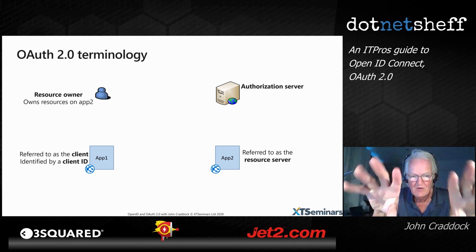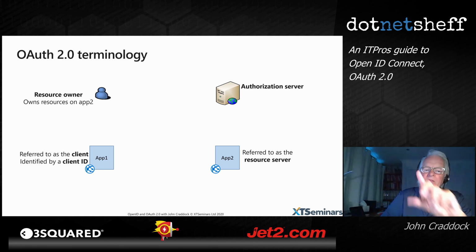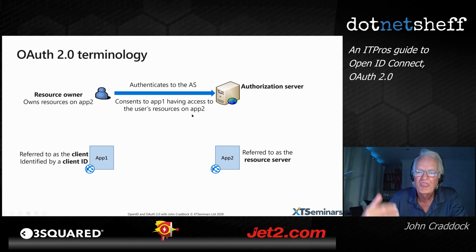Okay, so the components are: resource owner, authorization server, resource server, and then this app that wants to gain access to the resource server with limited access. Now, the user logs in and authenticates to the authorization server.